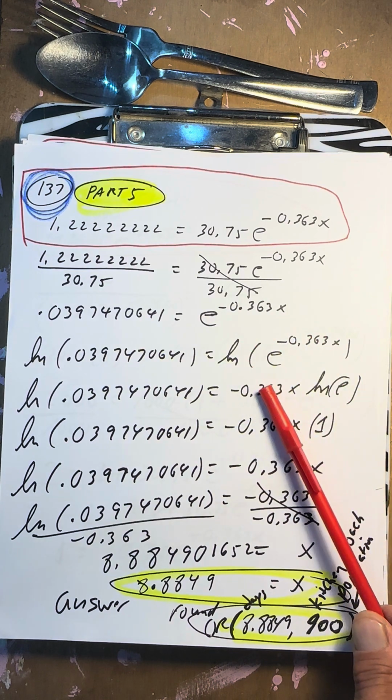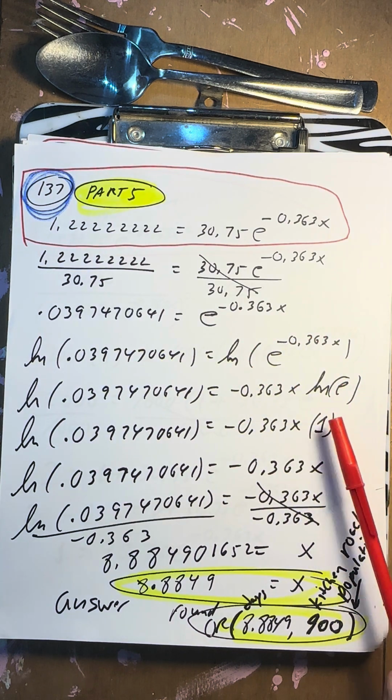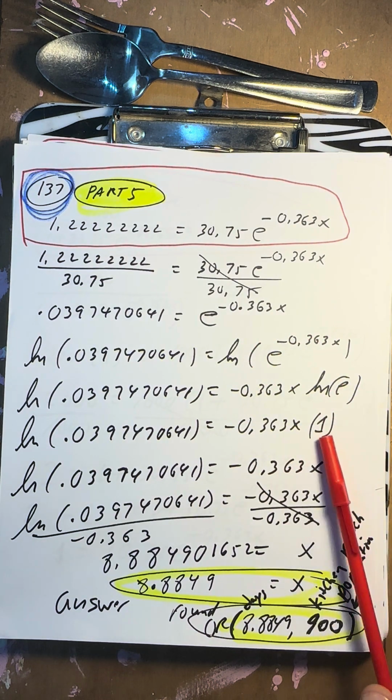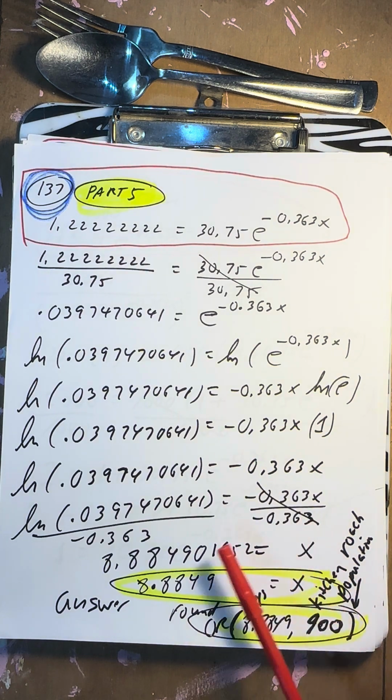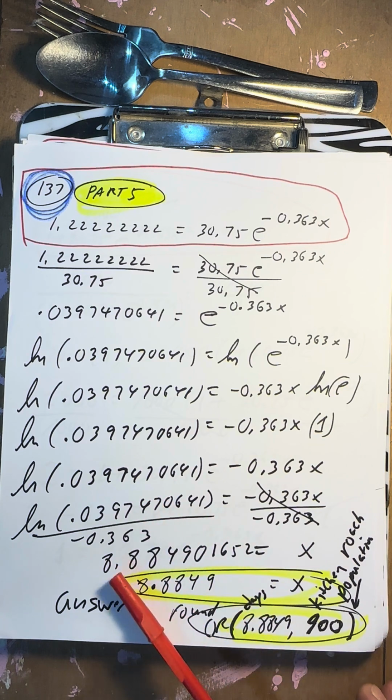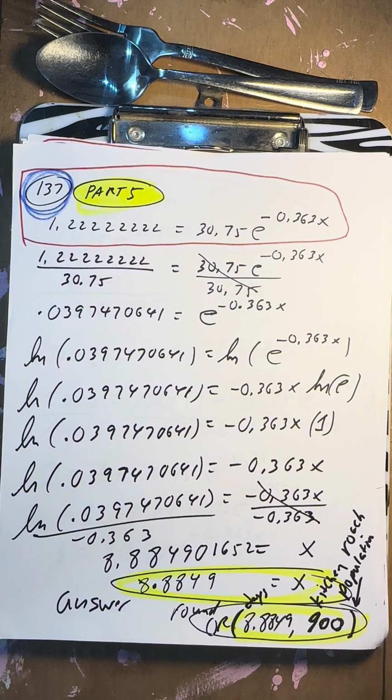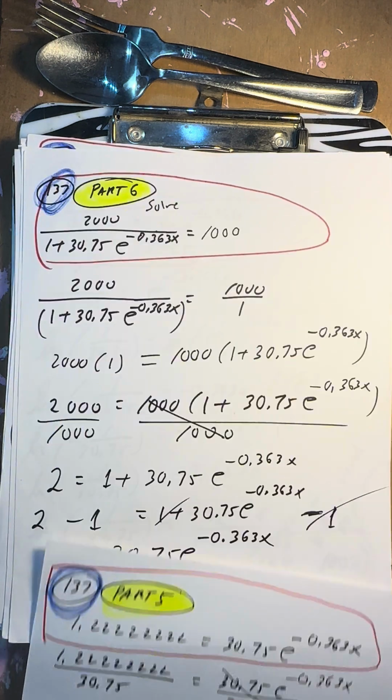ln. This number goes to the front. ln of e is 1. So it's gone. So we just have 1 times that is that. Now divide by negative 0.363. So I got 8.8, all these numbers. So I'm going to round that to 8.8849. So in 8.8849 days, there's a population of 900 kitchen roaches in your microwave.